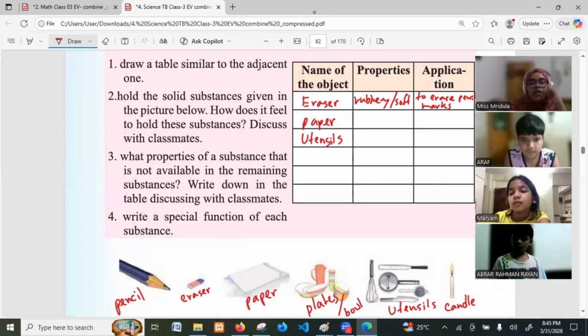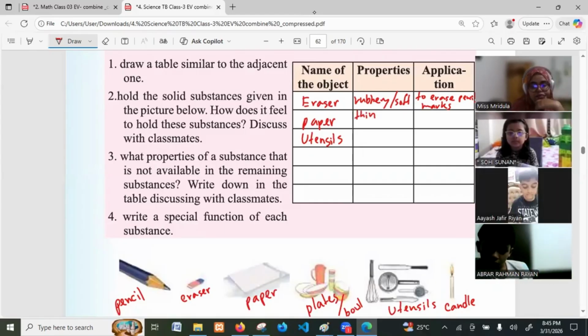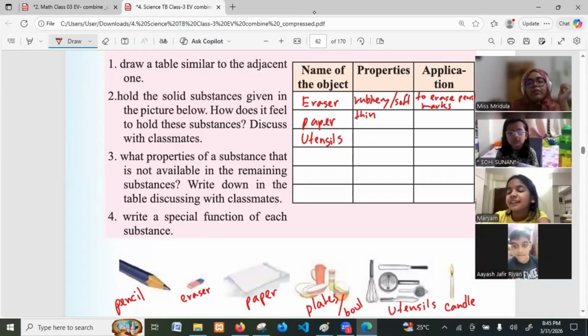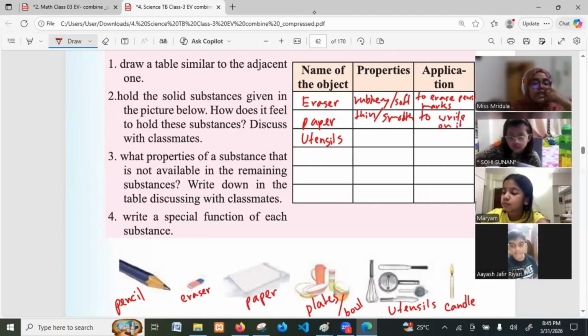Okay, what about paper? What can be the property? Not the use. Property. Thin. It is thin, right? Or we can say these are smooth as well. Smooth to touch. If we are gliding our hands on it, it will be very slippery, like smooth. And an application is to write on it.